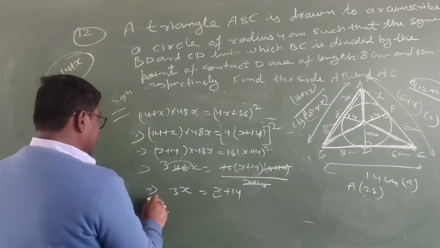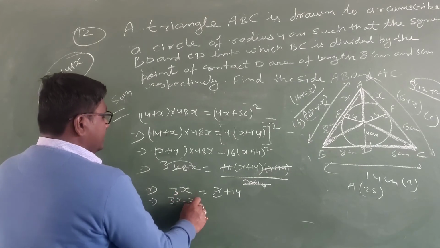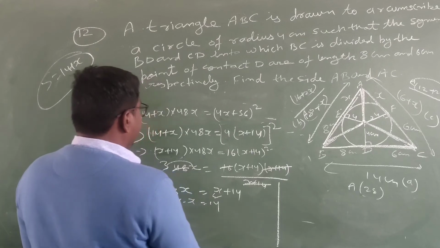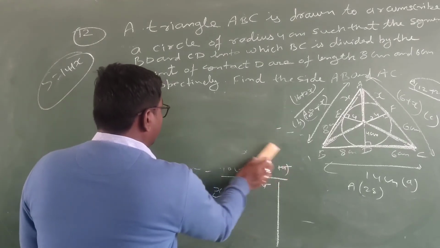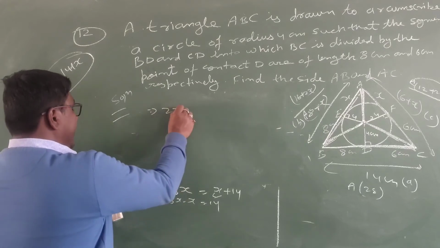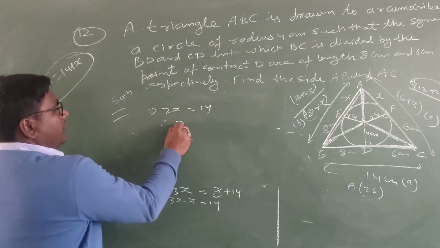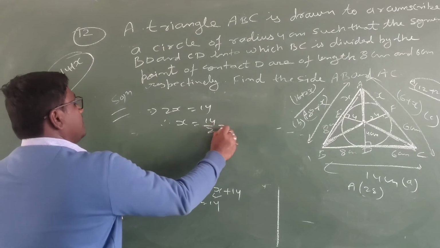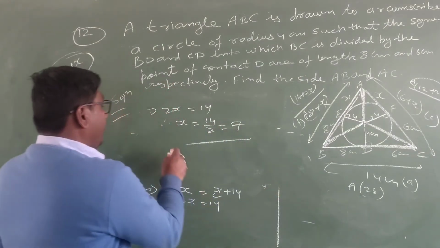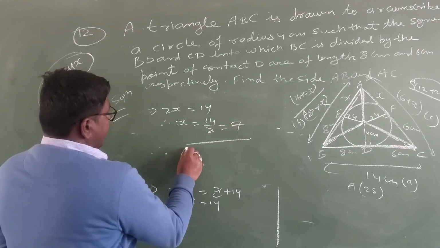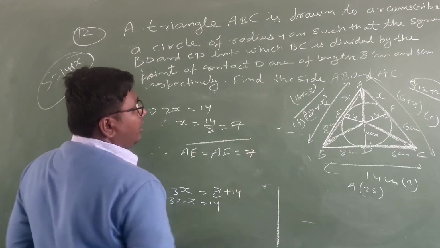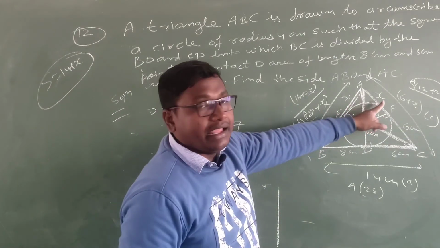So x will be taken to this side, 3x minus x is equal to 14. In this way, how can we get the answer? This will be 2x is equal to 14. So therefore the value of x is equal to 14 by 2, which is 7. So the value of x is 7. Therefore AE will be equal to AF, which is equal to 7. So the value of AE and AF will be 7.